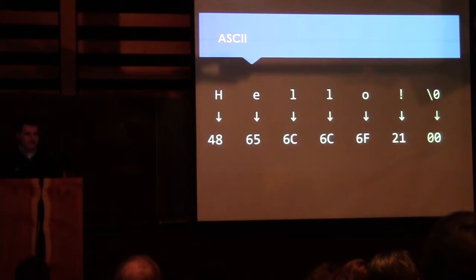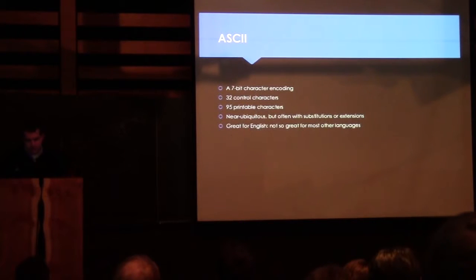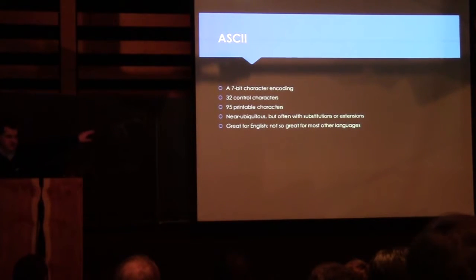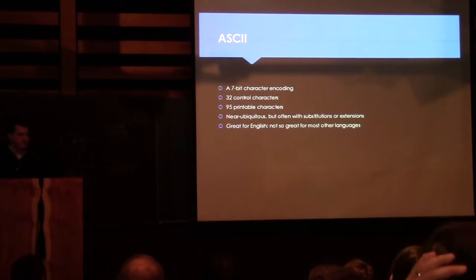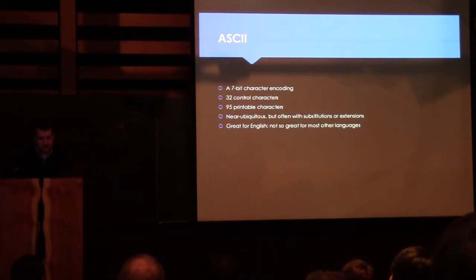So one advantage of ASCII and other single byte character sets is that there's a one-to-one mapping between code points and characters. So there weren't 256 characters on that screen that we looked at a minute ago. ASCII is actually only a 7-bit character encoding, so it only requires 7 bits to encode each character.